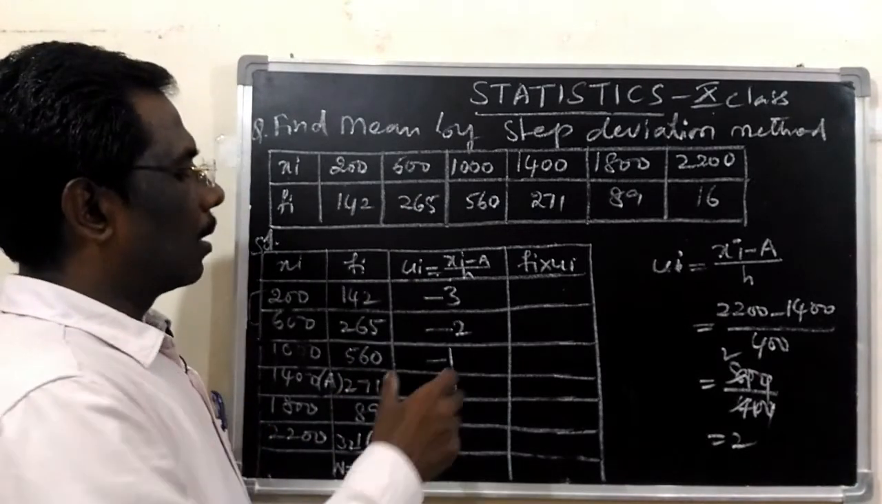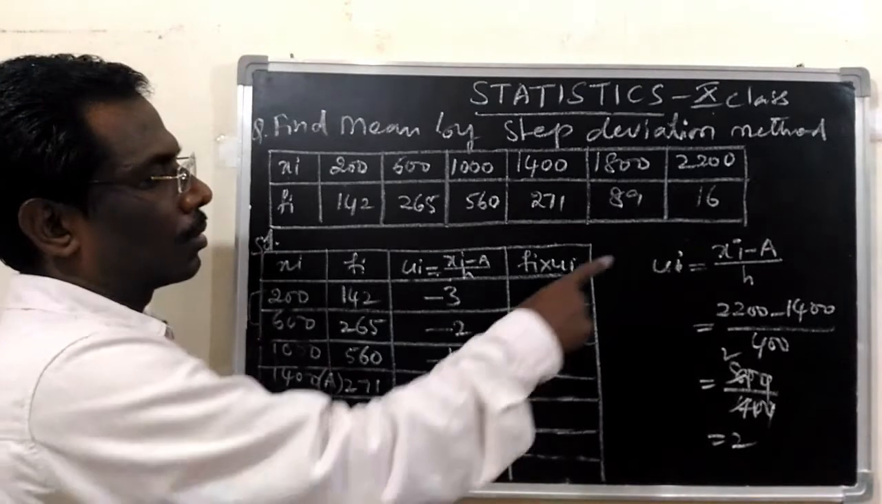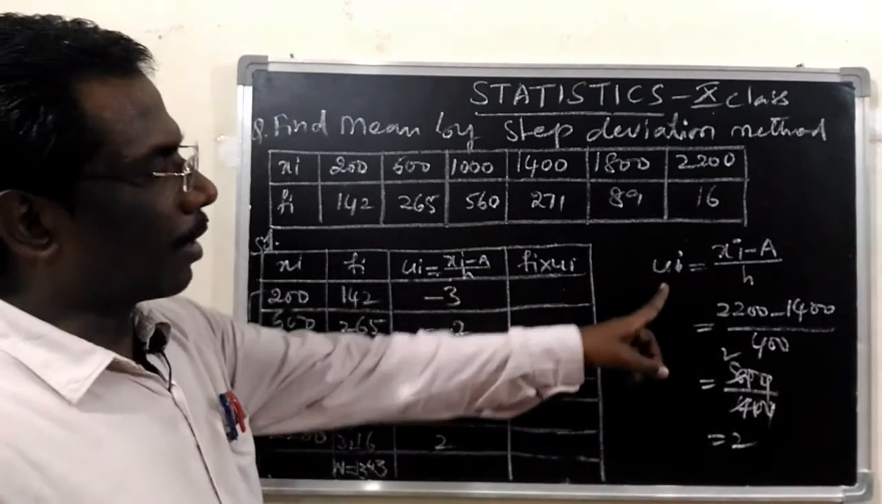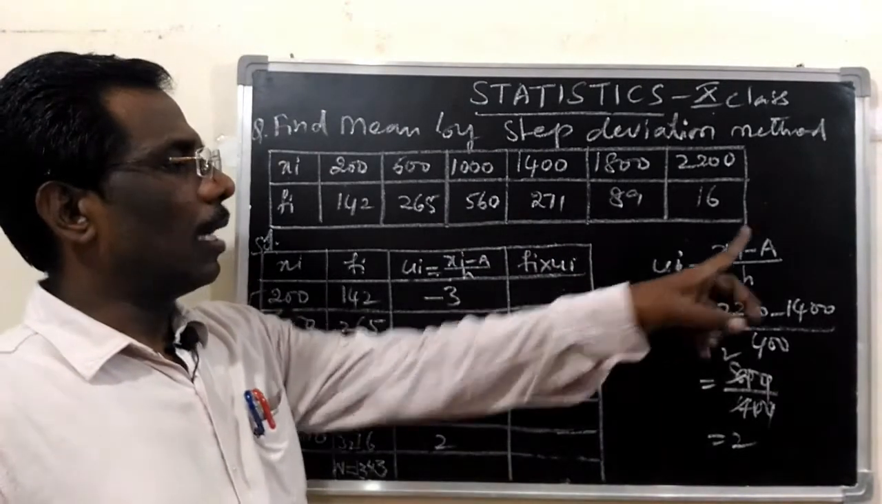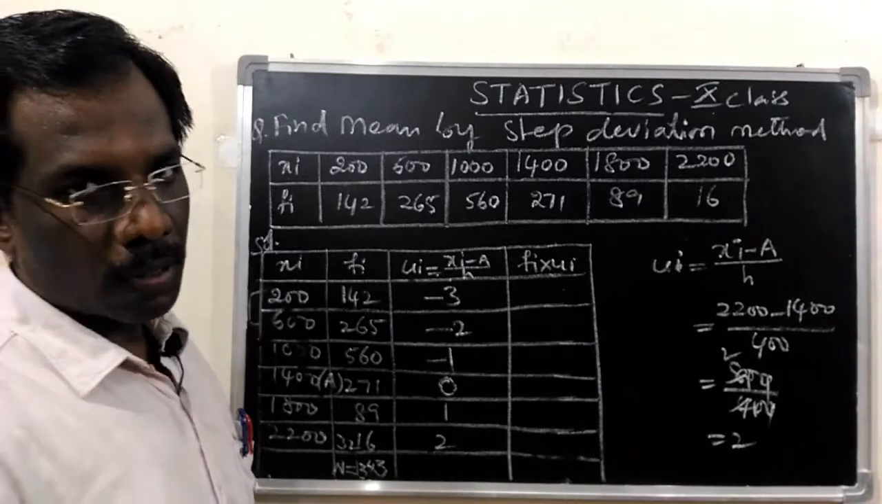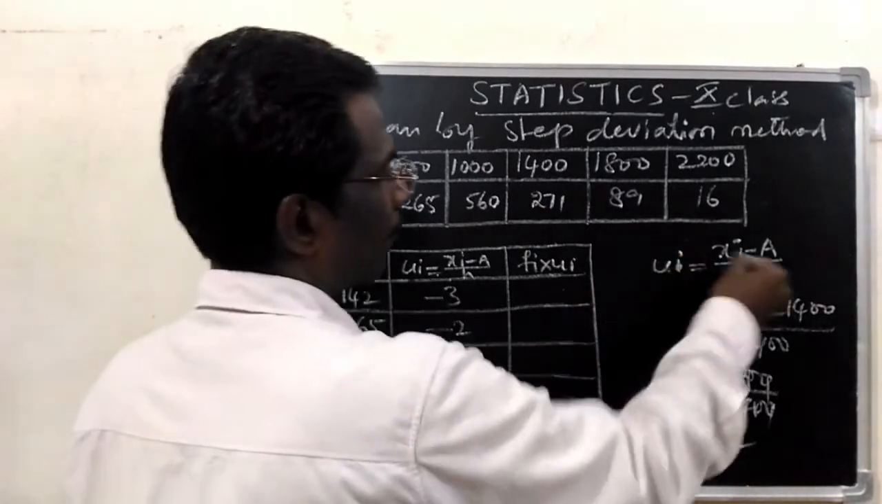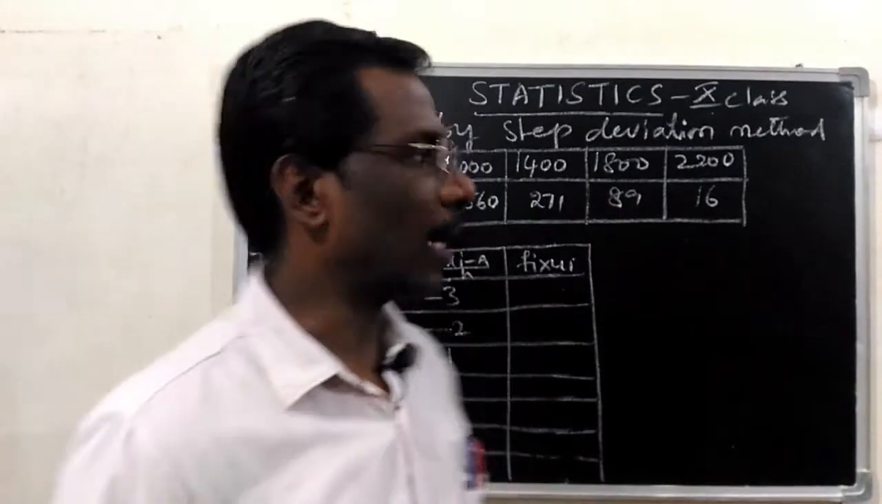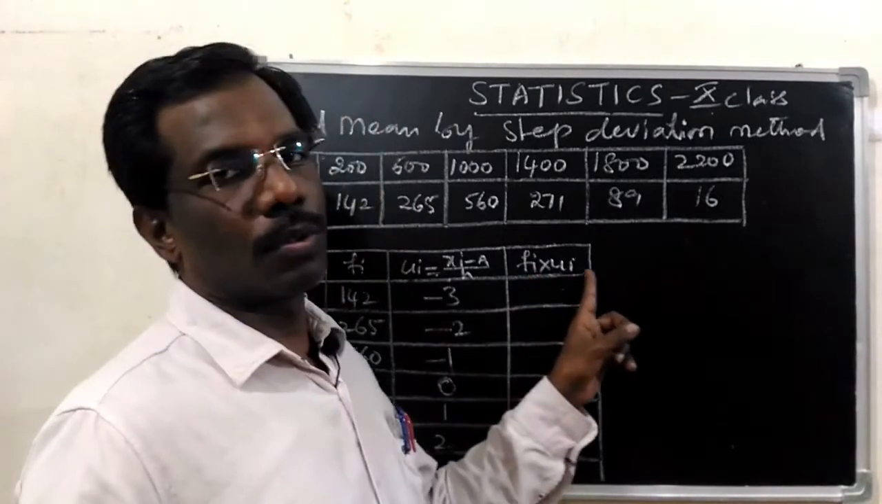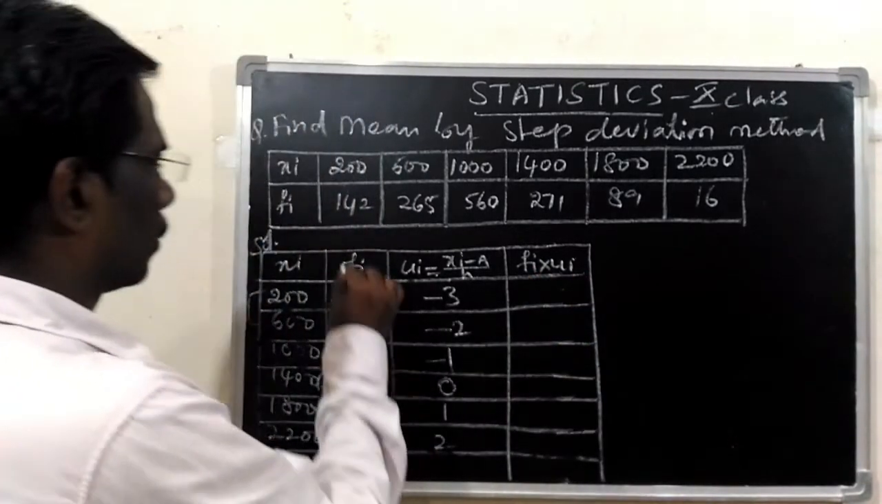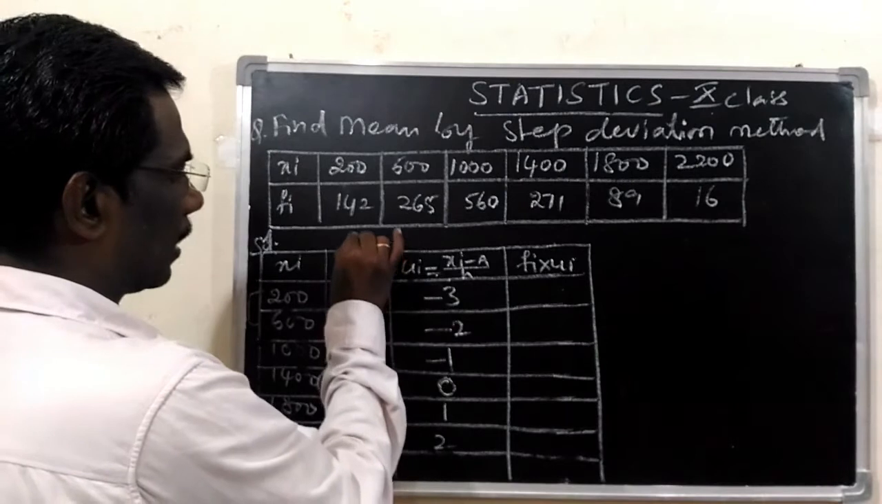So for how to get these values, I showed with the formula ui equals xi minus a by h. So with the help of this formula we can find the ui values. Now we find fi into ui. So this is fi and this is ui.